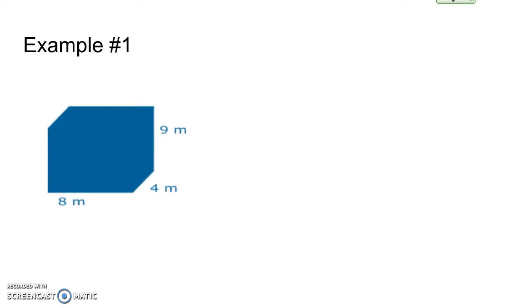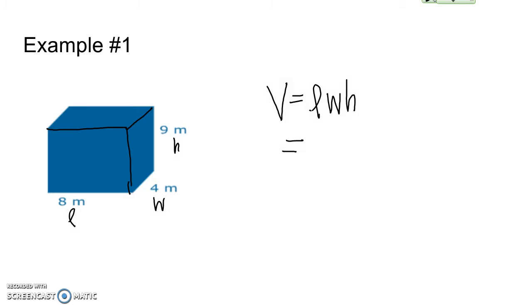All right, so this is a rectangular prism, and we're just going to practice real quick finding the volume of the rectangular prism. So we write the formula first. Volume equals length times width times height. And looking at my rectangular prism, there we go. So we have our length, width, height. And I'm just going to plug those in.